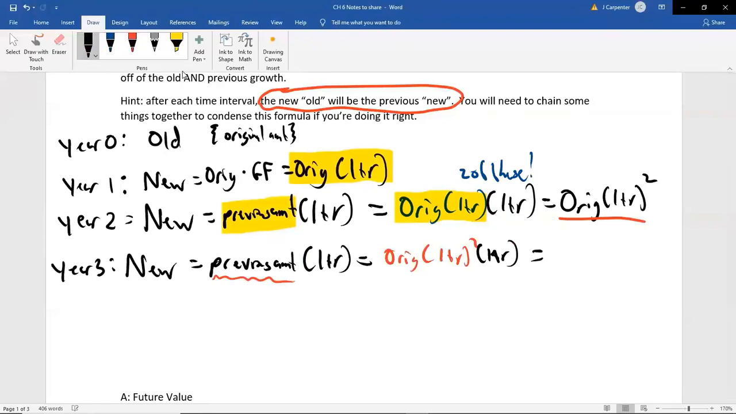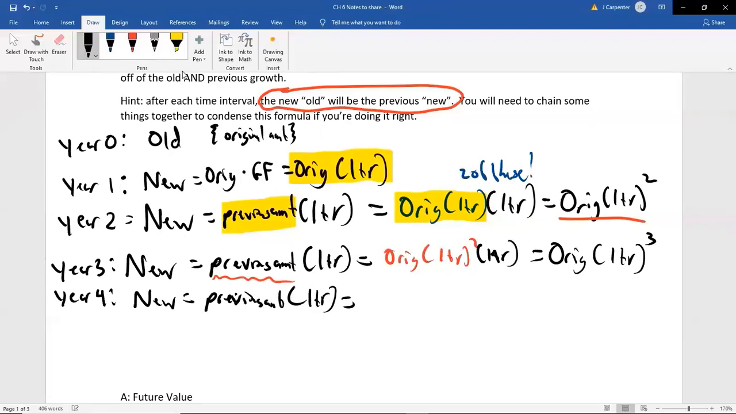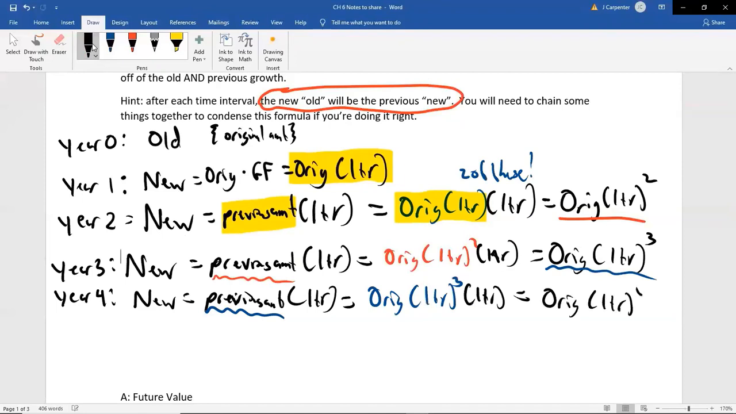So 1 plus r squared times 1 plus r, you can condense that, you can compress it, you can chain it together. It's just the original times 1 plus r to the, all right, what's 5 squared times 5? It's 5 cubed. What's x squared times x? It's x cubed. That's 1 plus r cubed. And you could do this year 4, year 5, year 6, year 7, however long you need to do this. We'll do it one more just to make sure we've got this hammered in. The new amount for year 4 should be the previous amount times an extra 1 plus r. We get an extra 1 plus r each year. We get an extra growth factor each year. But this previous amount should be the ending amount from year 3. So in blue, I'll write original times 1 plus r to the third. But we have the extra growth factor, giving us the original times 1 plus r to the fourth.